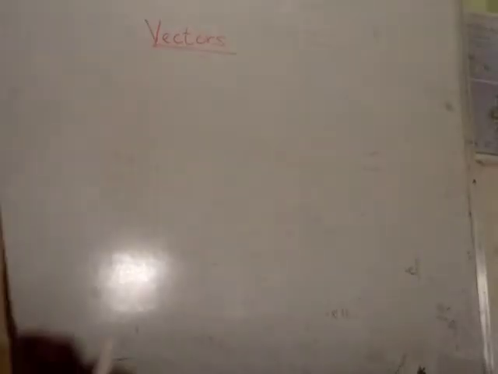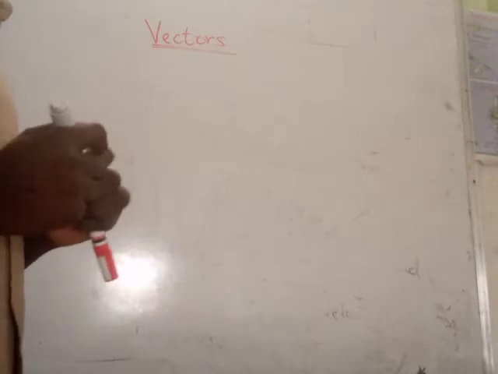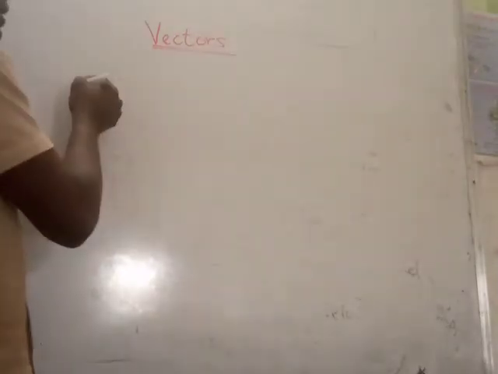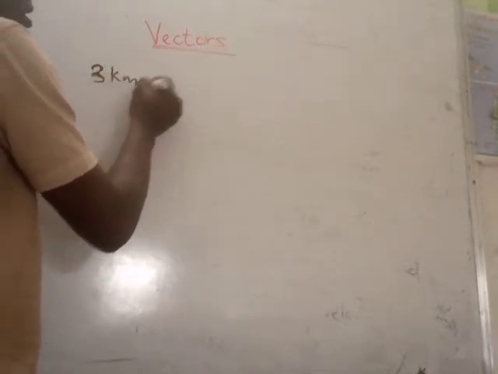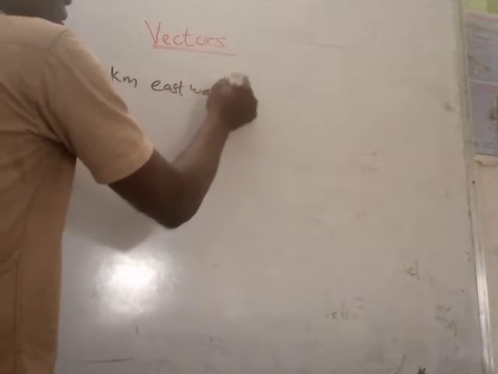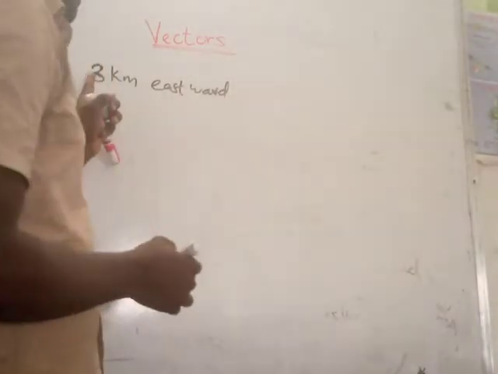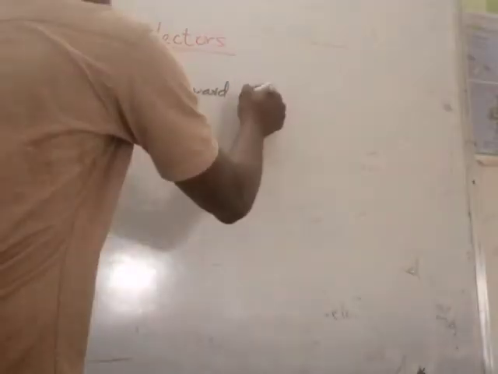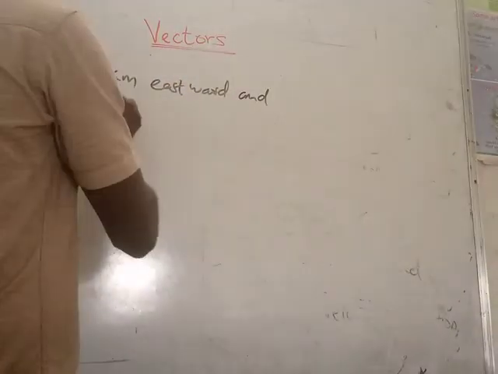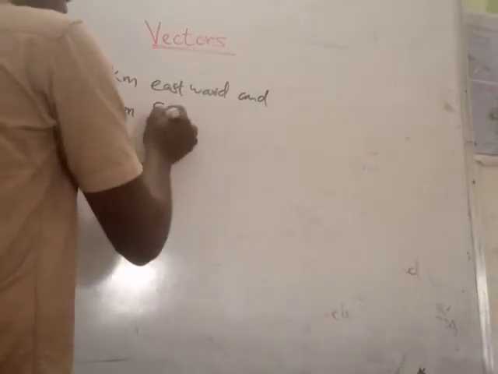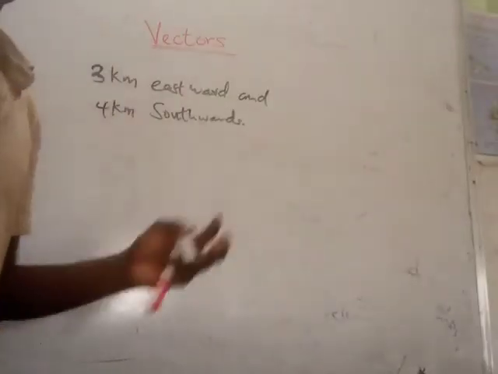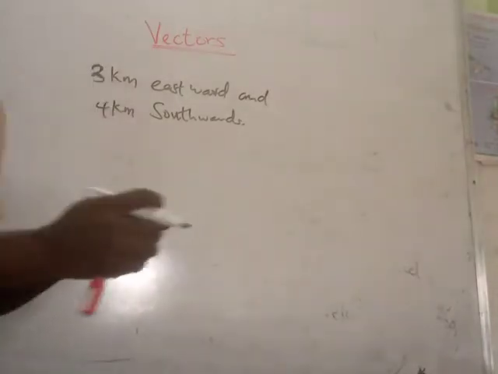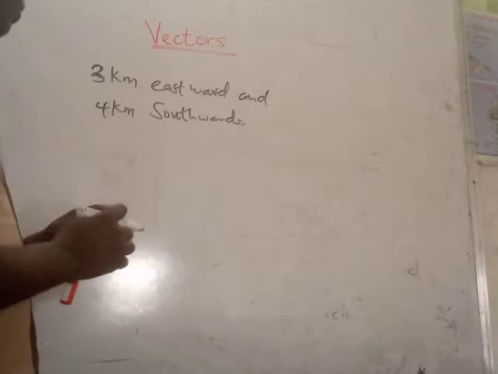Now, if we take the motion of an object, for instance, a boy who is walking. Let's say a boy walks 3 kilometers eastward, and then he walks 4 kilometers southwards. Then the total distance covered by the boy, because distance is a scalar quantity, will be this.